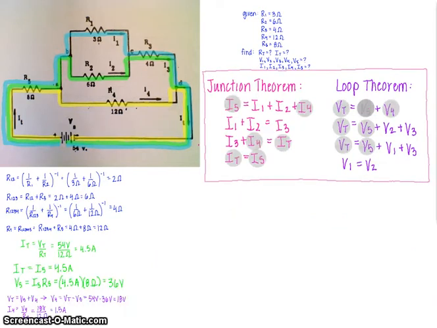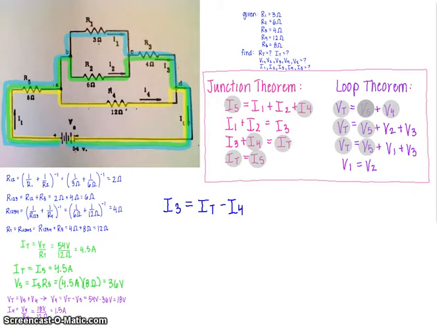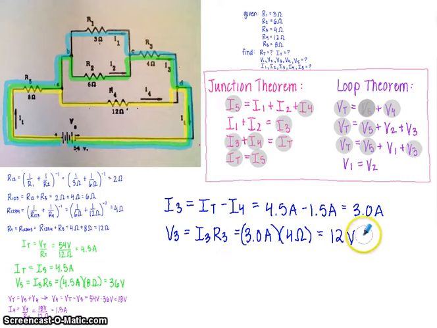It's a good idea to keep track of what you've already found within your equations so that you can easily fit these pieces of the puzzle together. Right now, if you look at this equation for I total equals I3 plus I4, we know all but one variable in there, so we can find I3. If we rearrange that equation, we get I3 equals I total minus I4, which gives us ultimately 3 amps for I3. Knowing I3, we can find V3, which would be 12 volts.